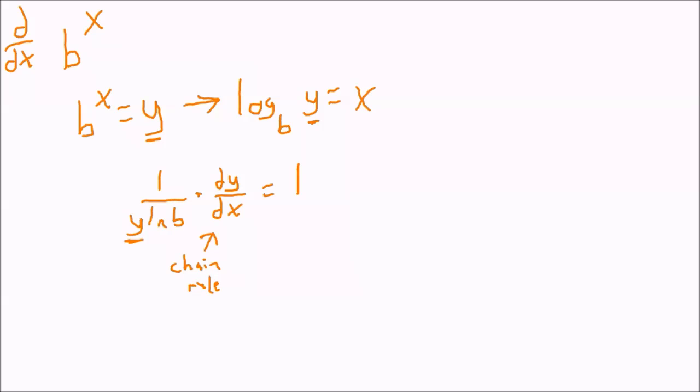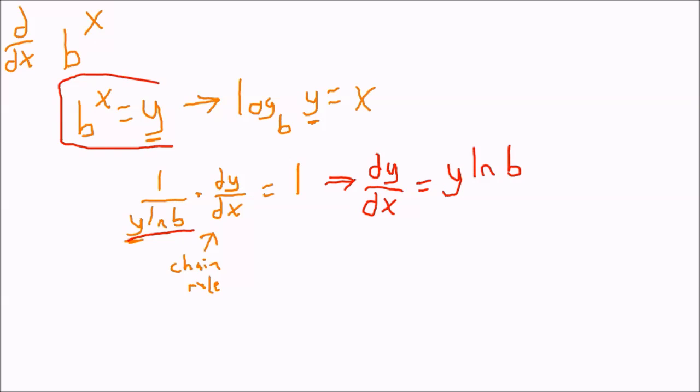Alright, so from here, we want to get dy over dx by itself, because that's the derivative that I'm looking for. So what we're going to do is multiply both sides by y ln of b. So that's going to get me dy over dx equals y ln b. And now looking back at my substitution earlier, I said that y equals b to the x power. So therefore I can substitute that back in, and my derivative will be b to the x power times the natural log of b.